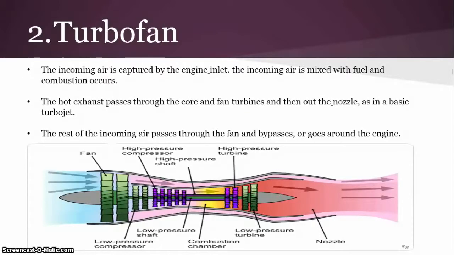Turbofan. The incoming air is captured by the engine inlet. Some of the incoming air passes through the fan and continues on into the core compressor and then the burner, where it is mixed with fuel and combustion occurs. The hot exhaust passes through the core and fan turbines and then out the nozzle. As in a basic turbojet, the rest of the incoming air passes through the fan and bypasses, or goes around, the engine.